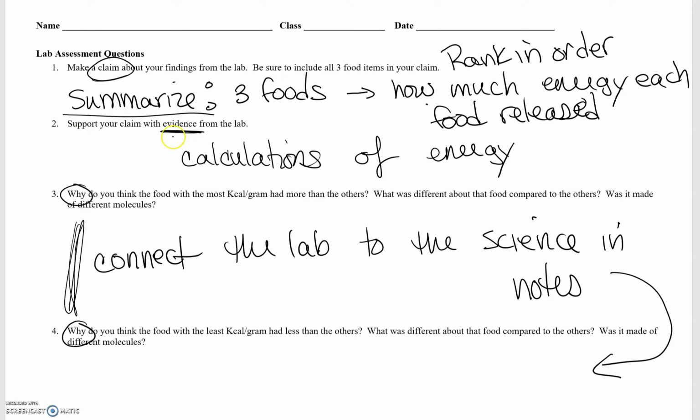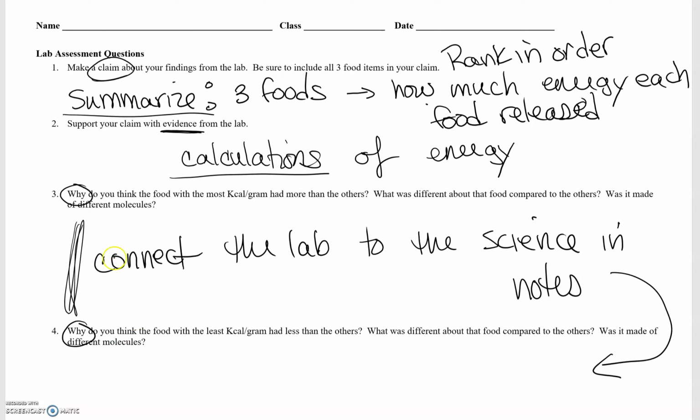The second part here is where you talk about the numbers. For this part, the evidence, you're going to use data from the lab and the calculations, and you're going to say the one with the most released, whatever your value was that you calculated, and the one with the least released, again talking about your calculation there. So this evidence part is where the numbers come into play.